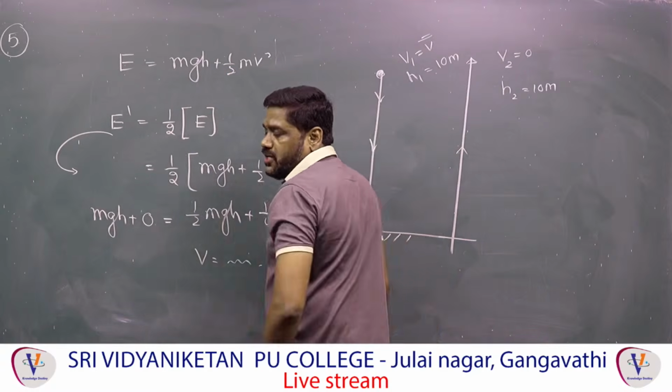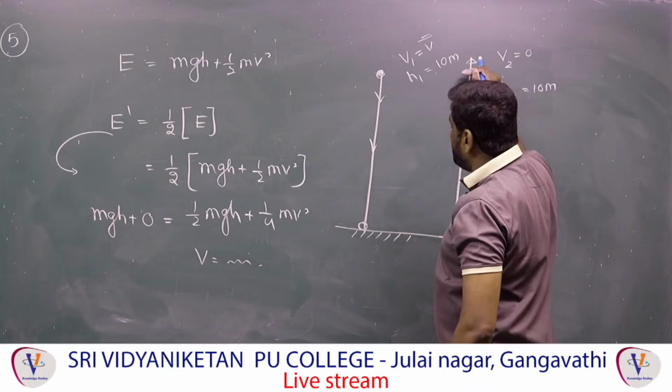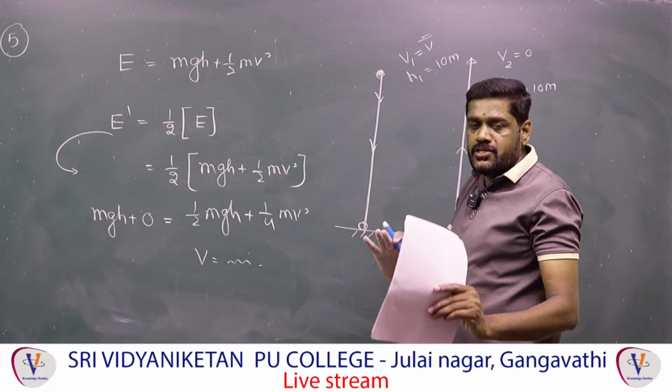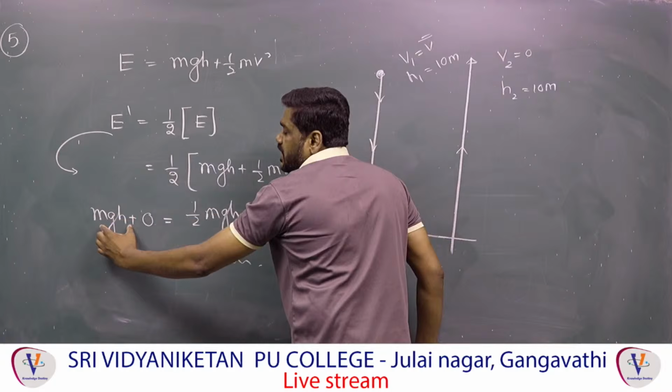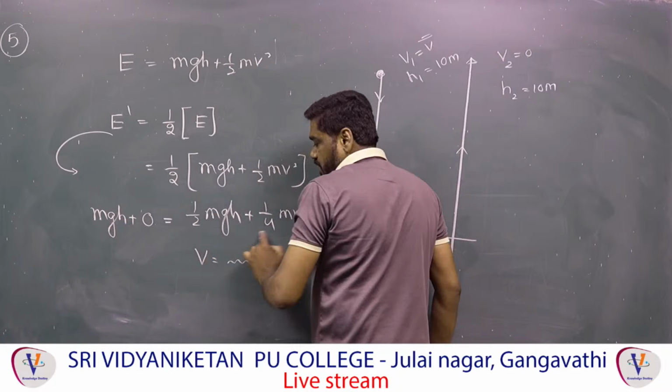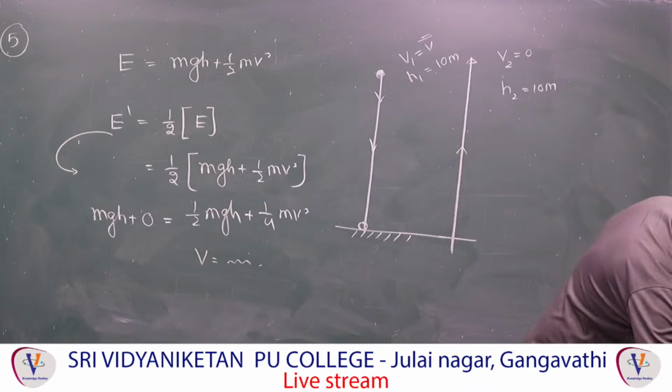But as per the original definition, E dash is the final energy. After going here, it has only potential energy, there is no kinetic energy. That is why in place of E dash, again you can substitute mgh plus 0. Therefore, after simplification we will get the answer, the velocity for that one. Next, sixth question.